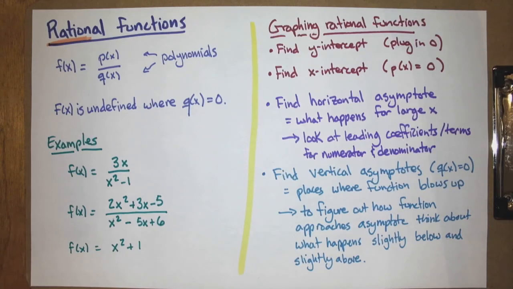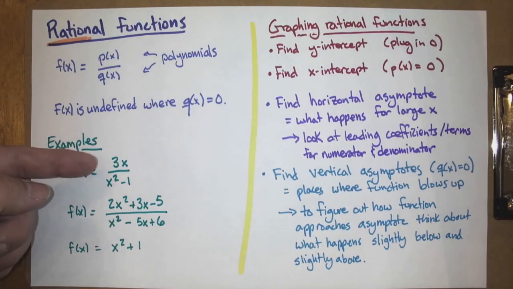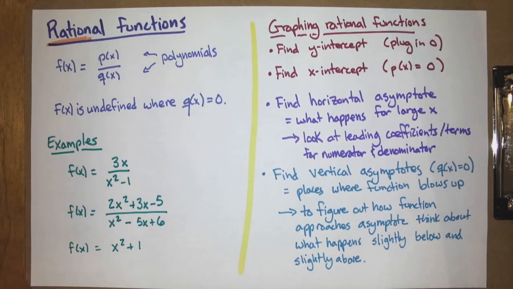So what are some examples? Well, you can take 3x over x squared minus 1. That's a polynomial over a polynomial. We can get a little bit more complicated: 2x plus 3x minus 5 over x squared minus 5x plus 6. But you can also do things like x squared plus 1. And you might say, wait, that's not a rational function. Where's the denominator? But it is a rational function. What is the denominator? 1. So polynomials are included inside rational functions.